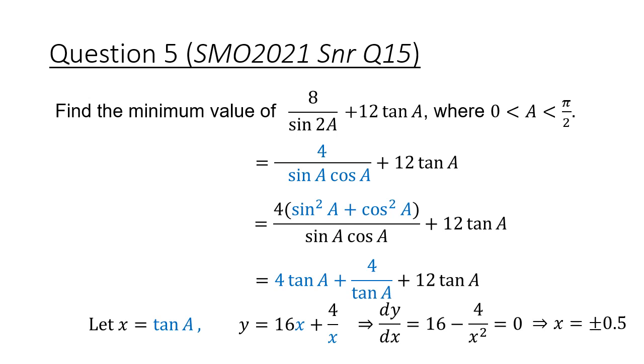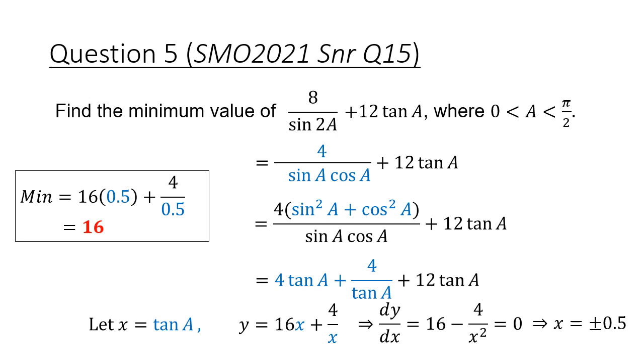Now at this point, we take note that a is an acute angle. Therefore, tan a can take any positive values, not including 0. So x has to be positive 0.5. So when we sub that in, the minimum value will be 16 times 0.5 plus 4 over 0.5, which gives us 16. Alternatively, you can also use the AM-GM inequality.